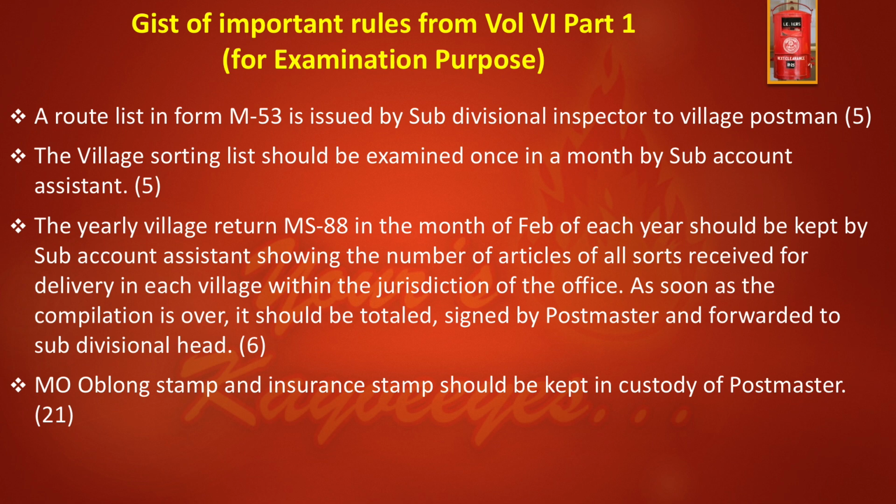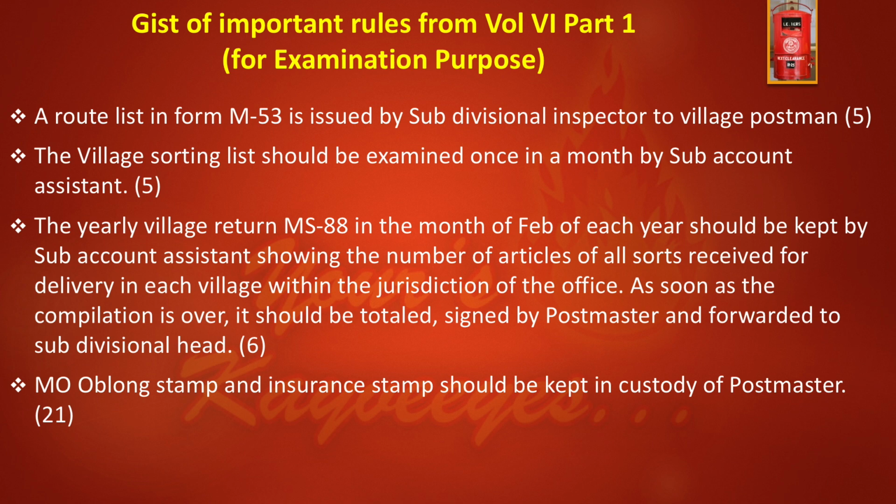The yearly village return, MS-88, should be compiled in the month of February of each year. It should be kept by the sub-account assistant, showing the number of articles of all sorts received for delivery in each village within the jurisdiction of the office. As soon as the compilation is over, it should be totaled, signed by the postmaster and forwarded to the subdivisional head.